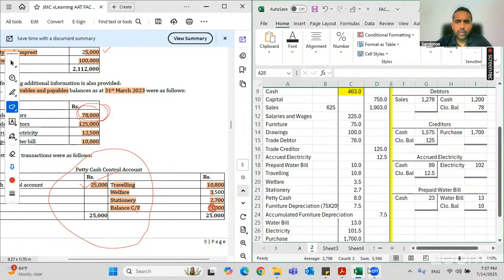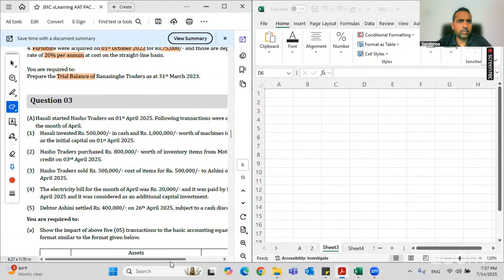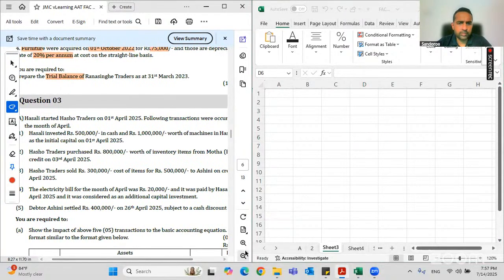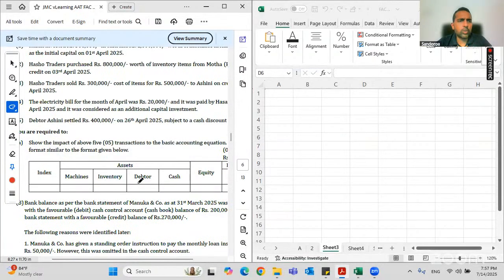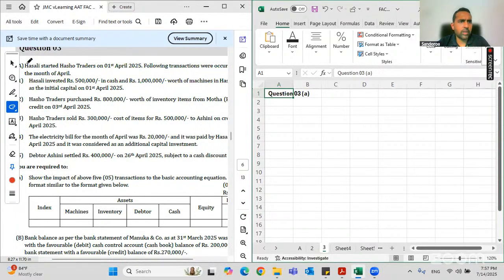Right. So we'll try to move on to the next question. Next one is you are supposed to show the impact of 5 transactions in the accounting equation. Right. We are going to do question number 3, part A. I will look at the question, part A. Show the impact of above 5 transactions to the accounting equation.